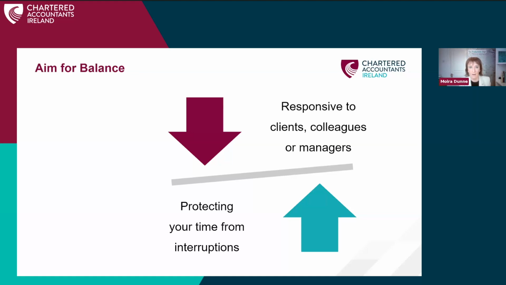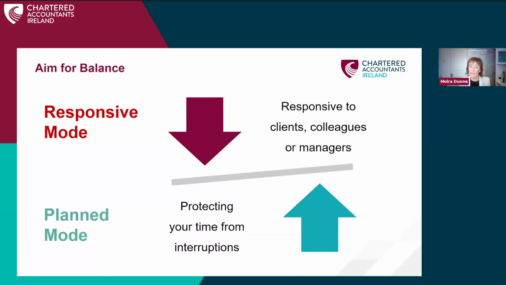It's not all your time, because in our environments nowadays, with the flow of information and so many ways of contacting each other, so many requests come in throughout the day that it's not feasible to plan out your whole day and get your planned work done, because we have to be available. Everybody has a responsive element to their role. And it is important to start thinking about the two modes that we work in: responsive mode when we're available to others, and planned mode when we want to maybe protect our time from interruptions.